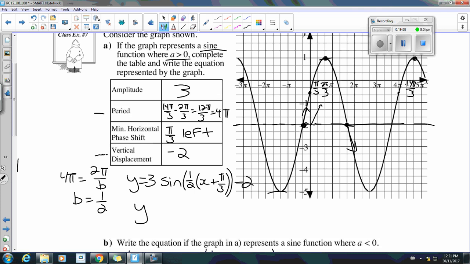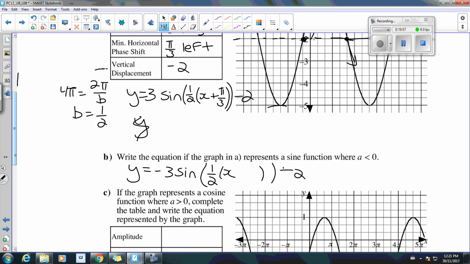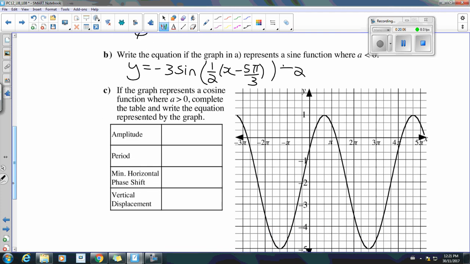Whoops, I'm in the wrong spot. I've got 5 pi over 3 to the right. So we can also write this as minus 5 pi over 3. See, if the graph represents a cosine function, what are its possible equations?